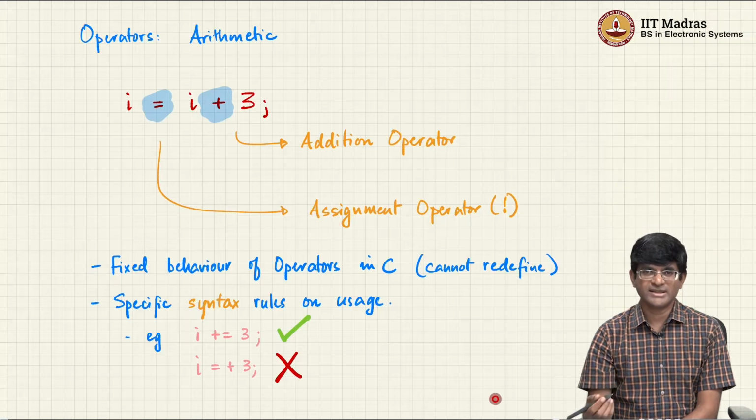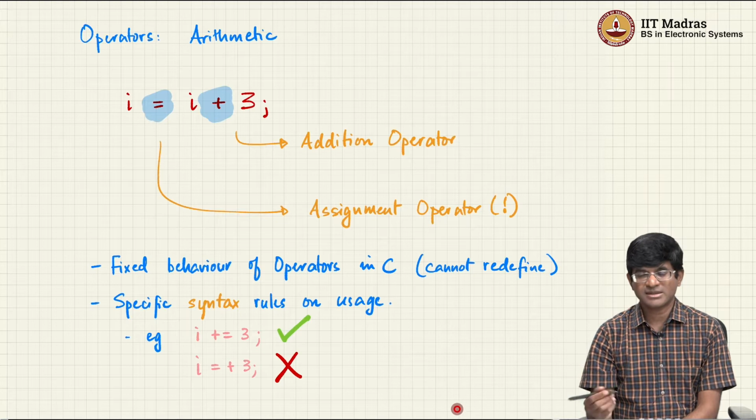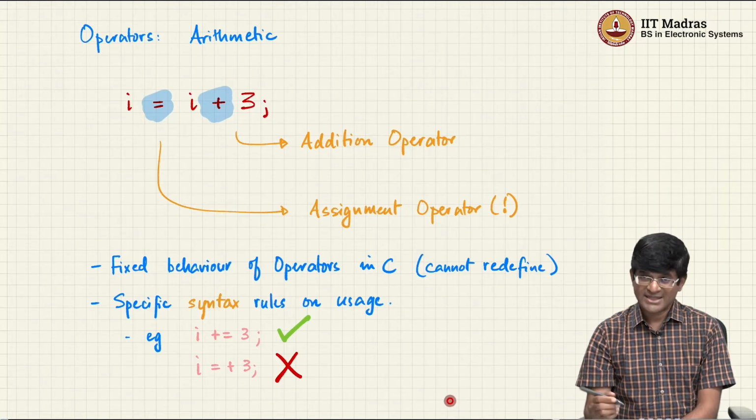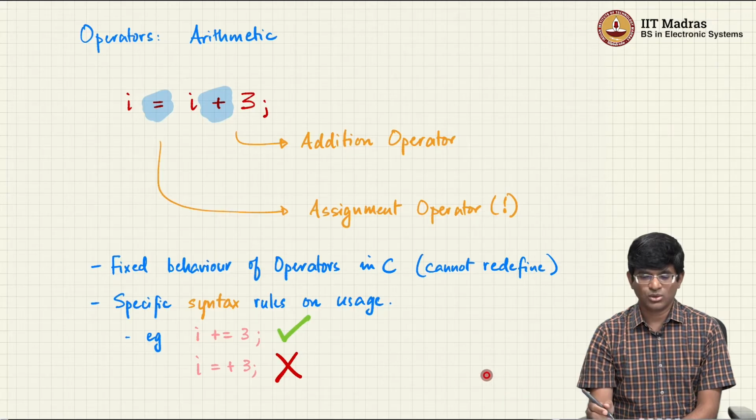People expect to see certain kinds of behavior when they see certain symbols. If you redefine it to something else, it is only going to cause confusion in how people understand your code, right. C does not in general allow operator overloading, right. So it is pretty much fixed behavior that you have over there, you cannot redefine it.